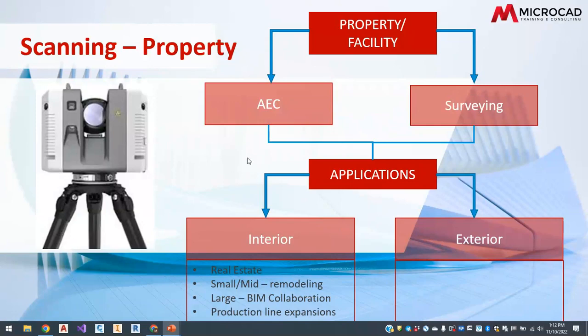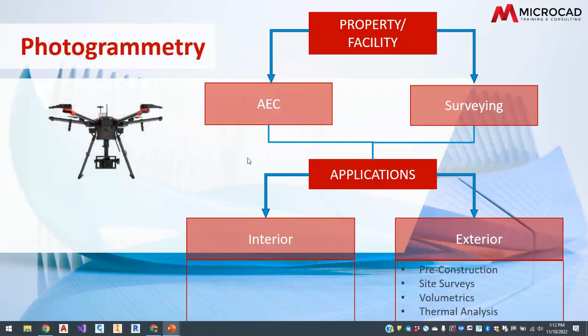So scanning property interior, and then we have scanning on the exterior where we can use the scanners for exterior applications. It's great. It'll pick up features of the property, manhole locations, electrical boxes.